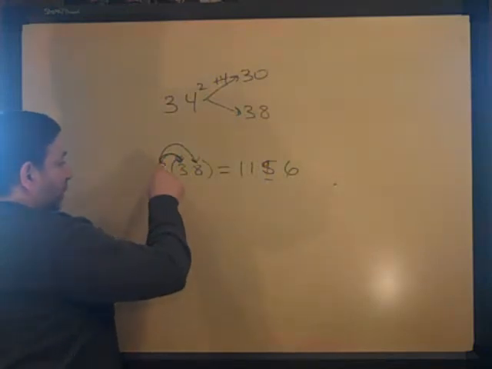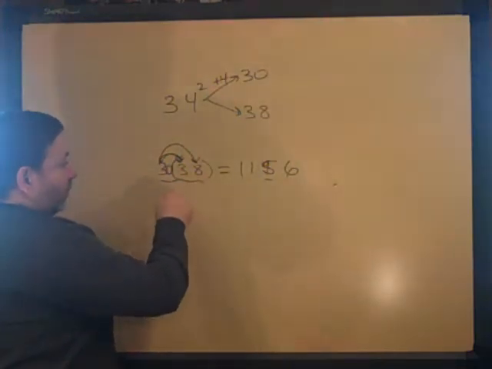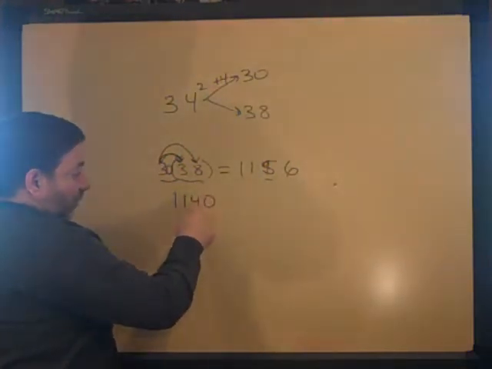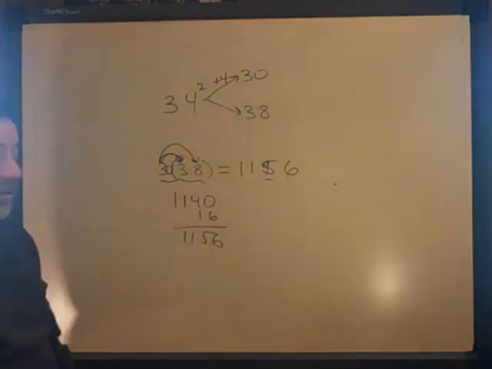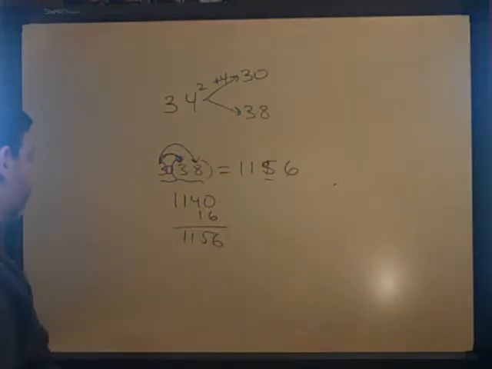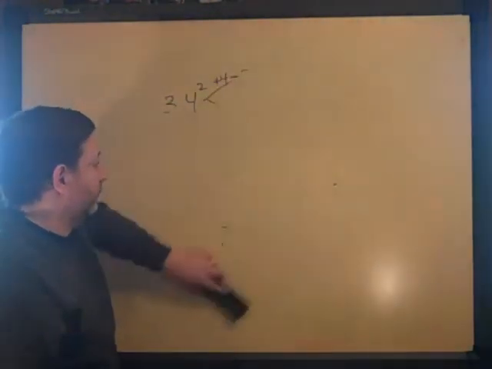That is 30 times this number is 1140. And then you want to add 16 to that. It's 1156. Let's try one more. In fact, I'll show you another trick.